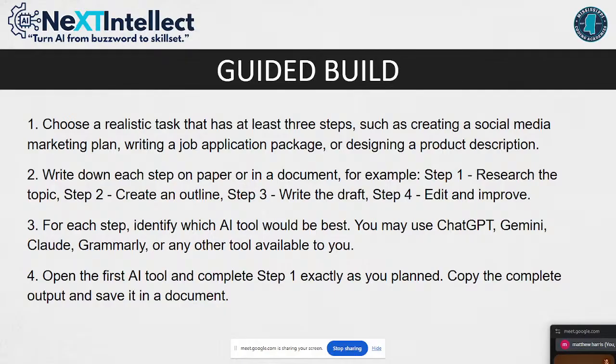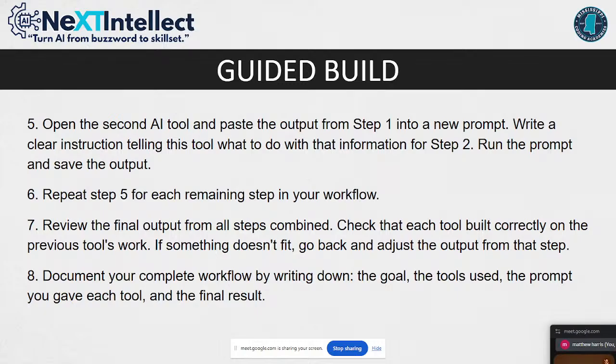For each step, identify which AI tool would be best. You may use any of the ones that we've used so far: ChatGPT, Gemini, if you've already tried out Claude, Grammarly, or any other tool available to you or that you've heard of, seen a commercial, something you want to test out. Open the first AI tool and complete step 1 exactly as you planned, and then copy the complete output and save it in a document.